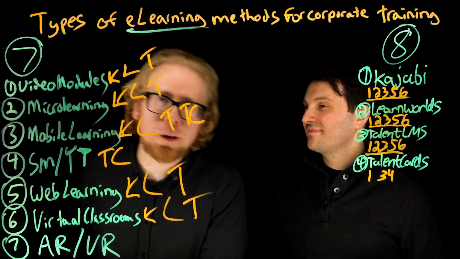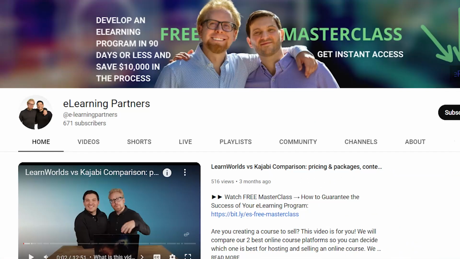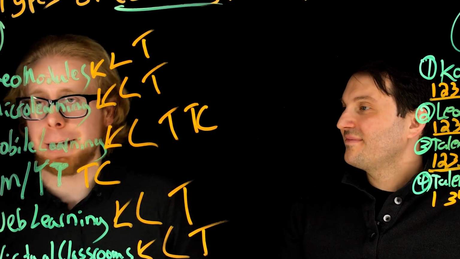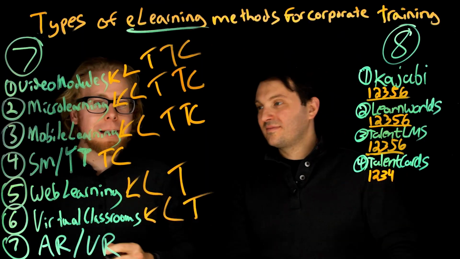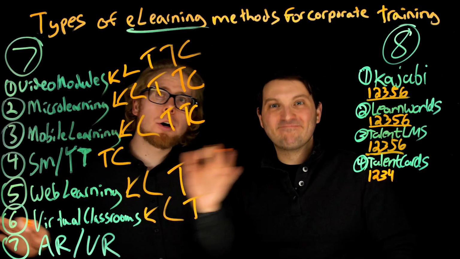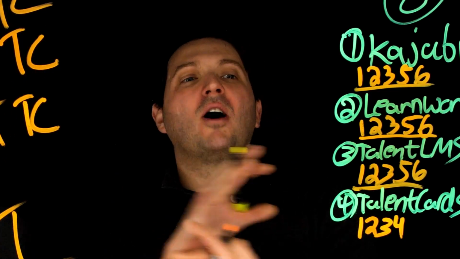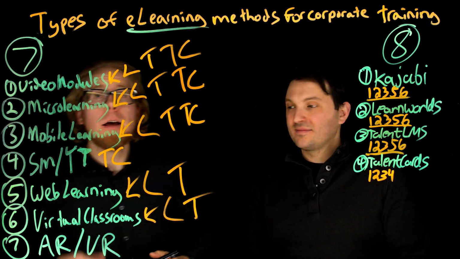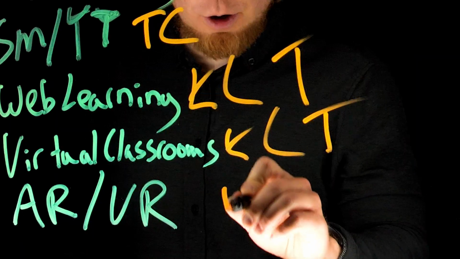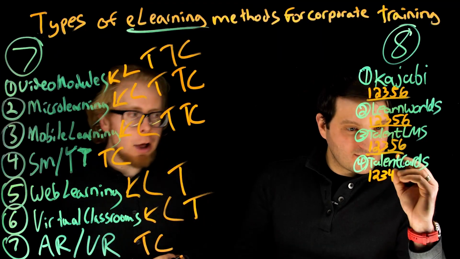So when you create your TalentCards program, go to the eLearning Partners channel. That's our channel. Take whatever videos you want and add them to your training. Also, it has microlearning, video modules. Web learning is a no though. TalentCards does not have web learning. Only mobile, and no virtual classrooms. And actually, this is our first one, augmented reality, number 7.